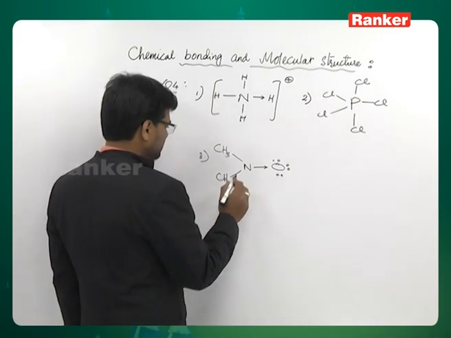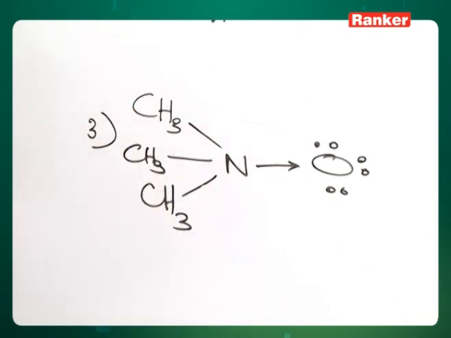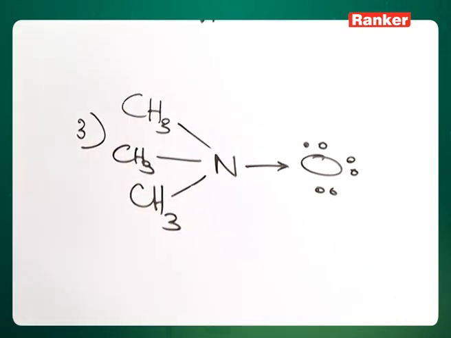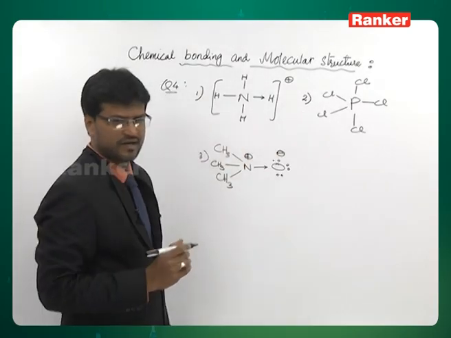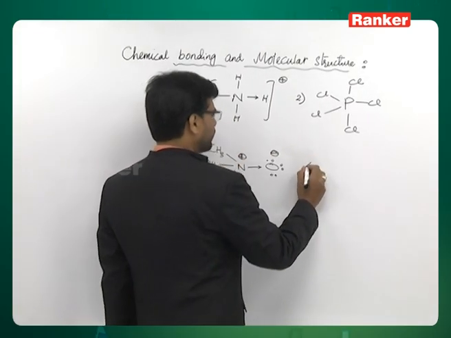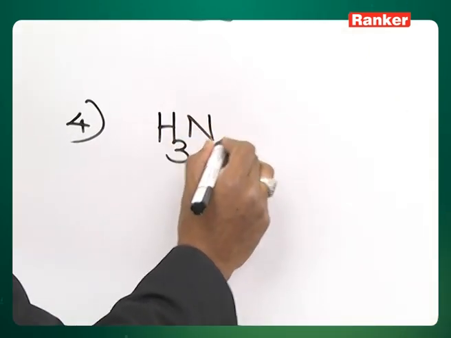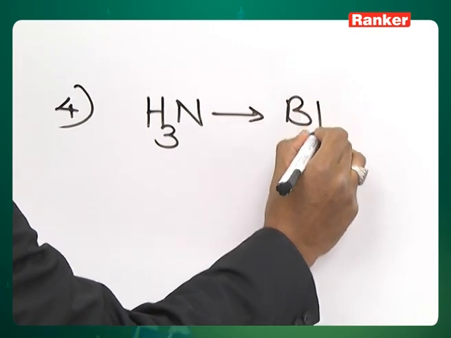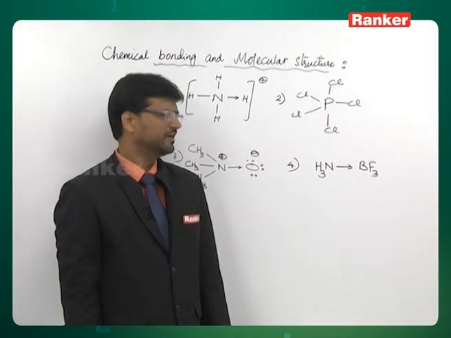This has to be another CH3 here. Tertiary amine oxide, this has a dative bond, and then you have ammonia boron trifluoride adduct. This is ammonia boron trifluoride adduct. So, the bond between N and B is a dative bond.